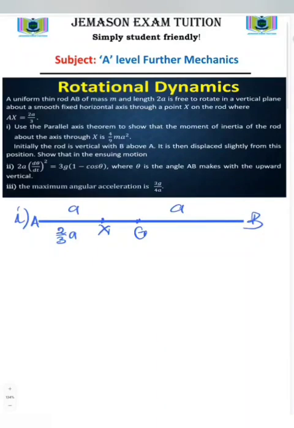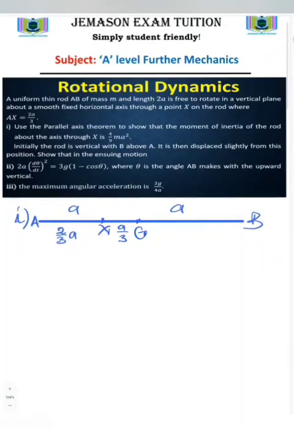The distance from the axis to the center of gravity of the body that is doing the rotation is always of prime importance in your calculation. So if you subtract 2/3 a from the distance from A to G, which is a, you get a over 3 as the distance between X and G. In the first part of the question, again, we have been asked to use the parallel axis theorem to show that the moment of inertia of the rod about the axis through X is 4 over 9 ma squared.